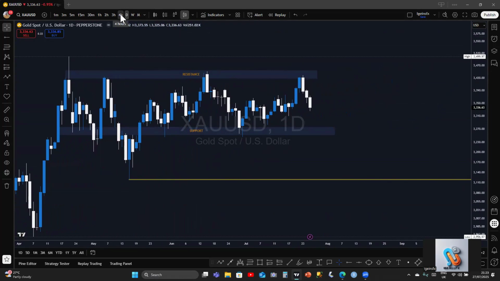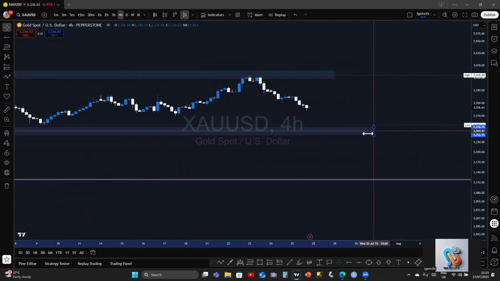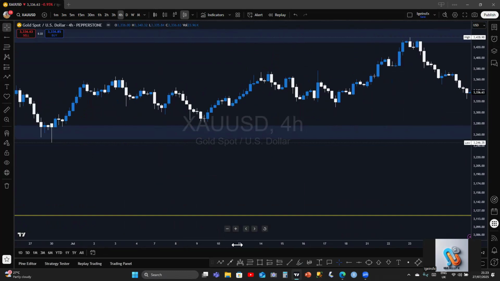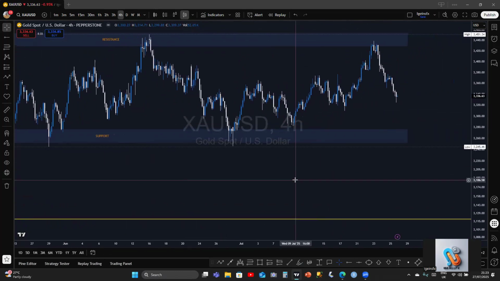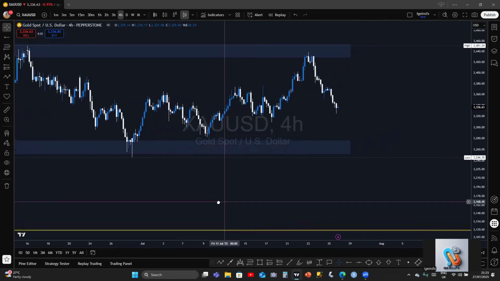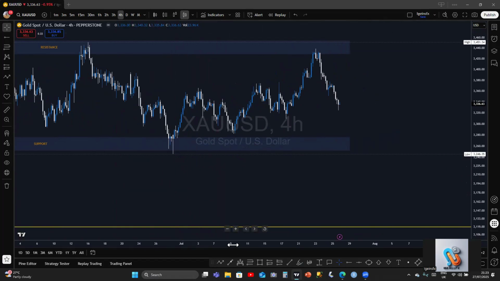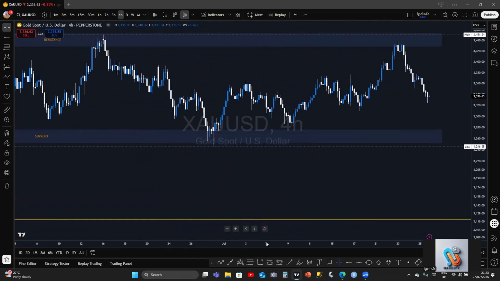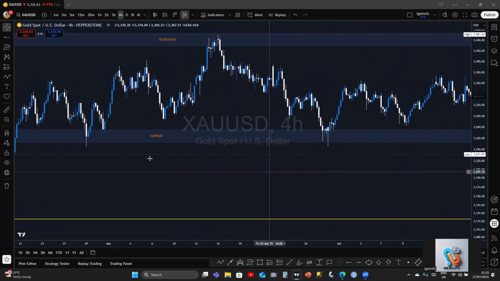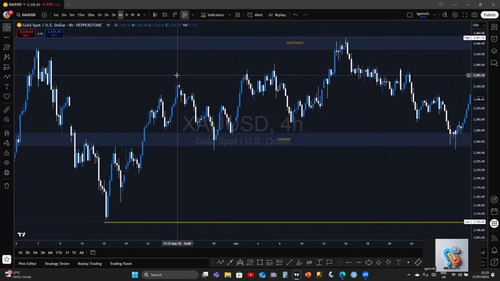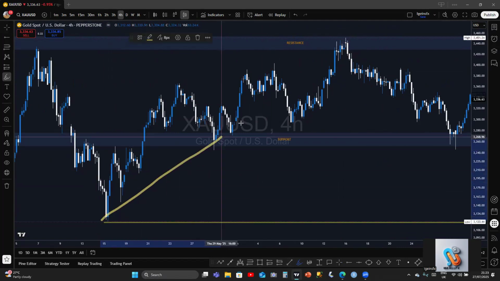But now we need to scale down. All right, let's scale down to 4 hours. That is why it is called top-down analysis, so that you take advantage of the current trend. Now, when you look at it very well, if you look at this point here, the origin of this point terminates here, like this, like this. It created a high. This is the higher time frame swing.